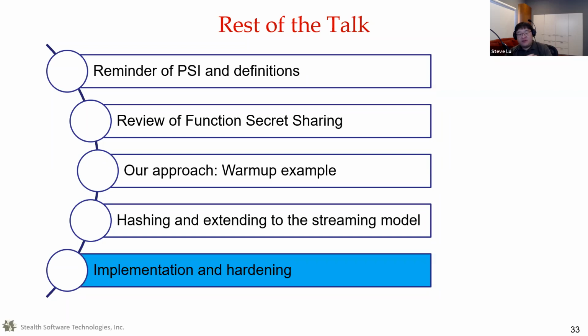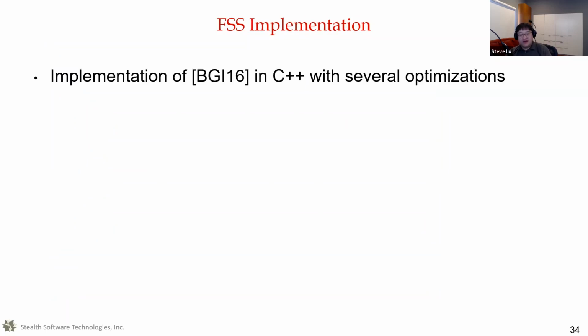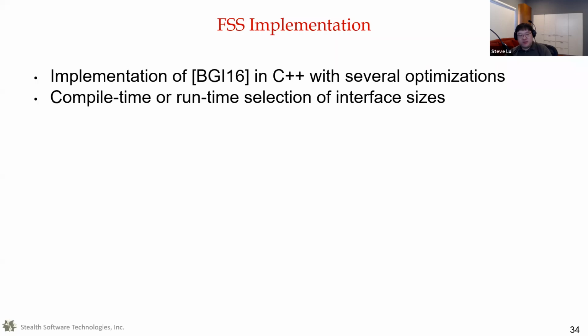And now let me talk a little bit about architecting that crypto tool into a larger solution. First, let me talk about the FSS implementation itself. This is an implementation of BGI 16, the CCS paper, and we wrote this in C++ with several optimizations. In terms of the PRG, we allow for compile time or runtime selection of input sizes. So if you know ahead of time your tokens are 128 bits or 80 bits, if you specify that at compile time, you can further optimize some of the code.